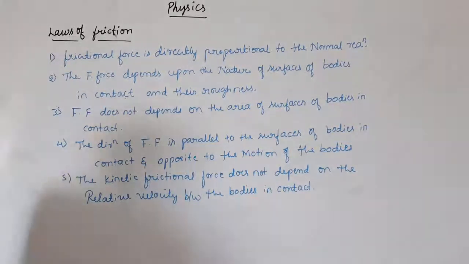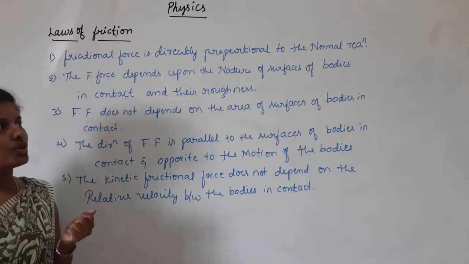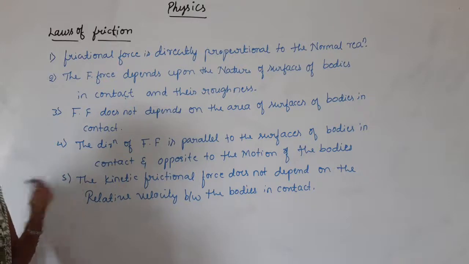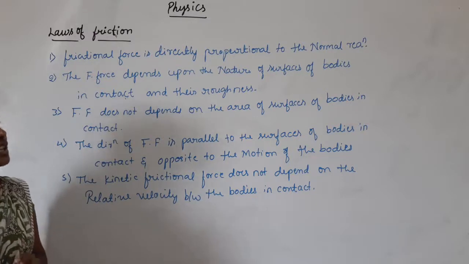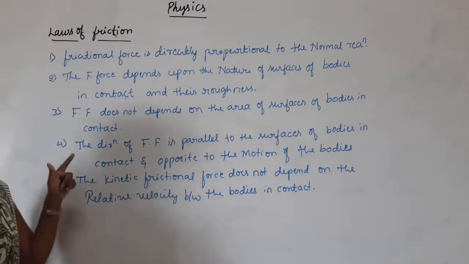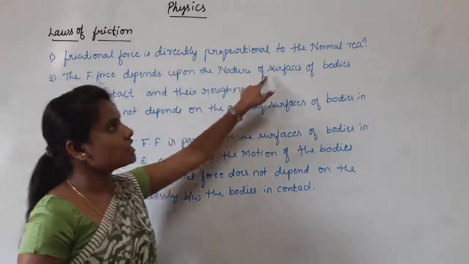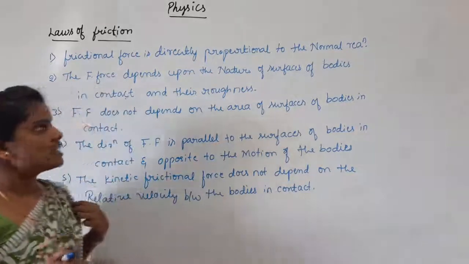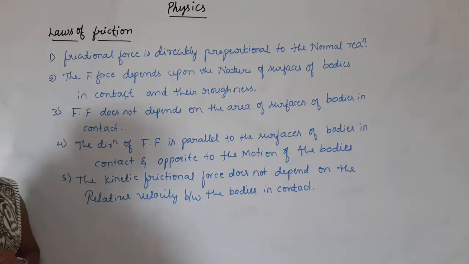The laws of friction state that the frictional force is always directly proportional to the normal reaction. The next one: the frictional force depends on the nature of the surfaces of the bodies in contact and their roughness. The nature of a surface means it may be wet or dry, rough or smooth.